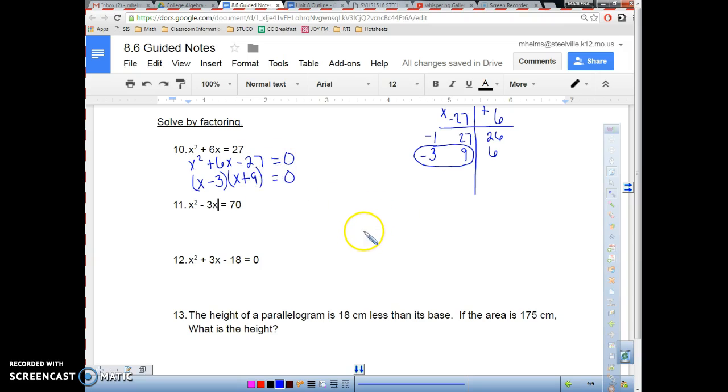Now, just like in lesson 8.5, you guys know how to do this now when we solve by factoring. You have to set each parenthesis equal to 0. So x minus 3 equals 0. X plus 9 equals 0, and you solve. So x equals 3, and x equals negative 9. So we have negative 9, comma 3 as our answer.